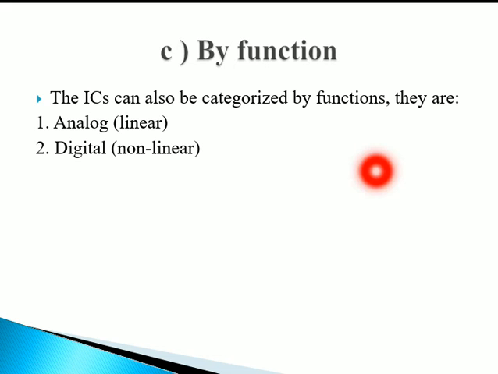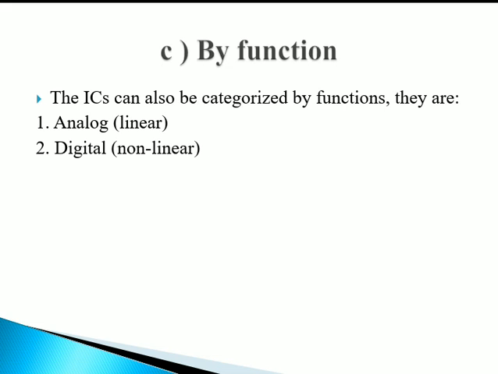The next is by the function. We have two types: analog and digital. The linear circuits are called analog circuits. Why do we call them analog? Because here they will be continuously varying with respect to your time signals. Examples can be operational amplifiers, power amplifiers, etc.